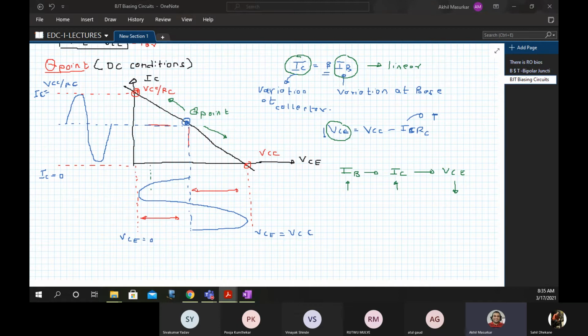So please draw this graph in your notebook. Once you are done with this, you just write done in the chat box.